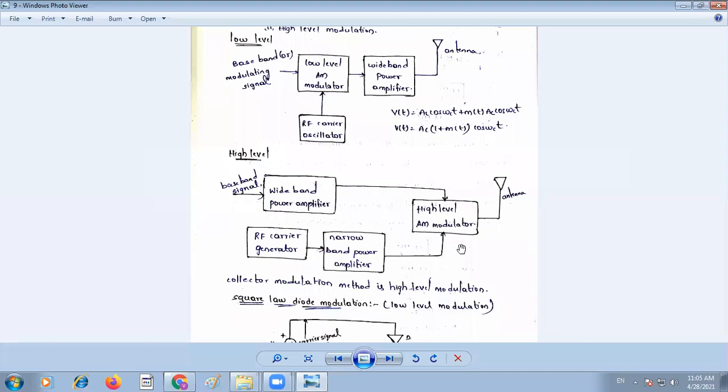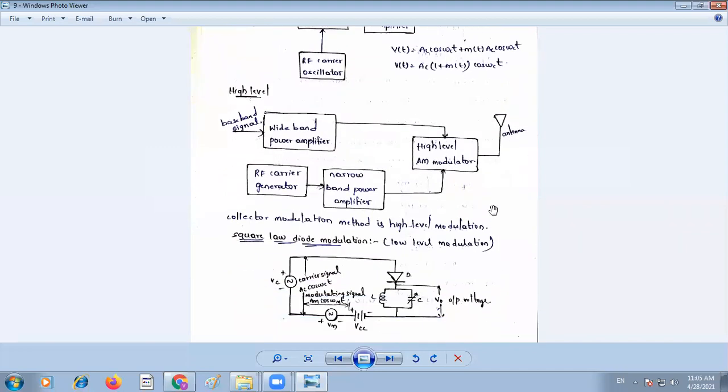These two modulations are in your curriculum. The first one is the square law diode modulator, which is low level amplitude modulation. In the previous class, I also gave some explanation regarding low level modulation. In low level modulation, the diode operates by using its nonlinear characteristics.